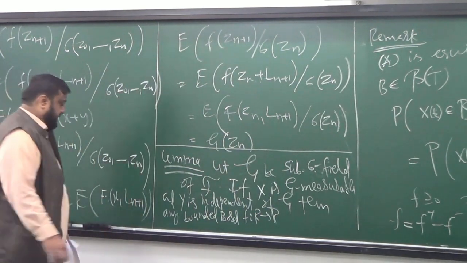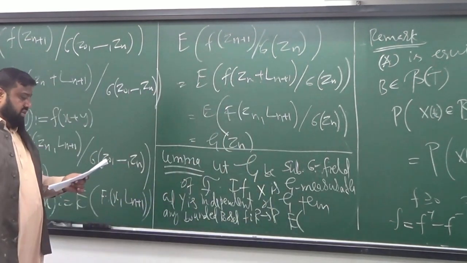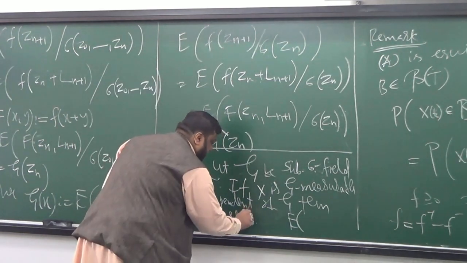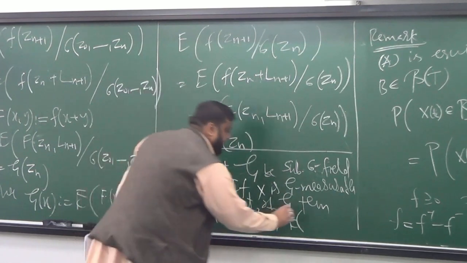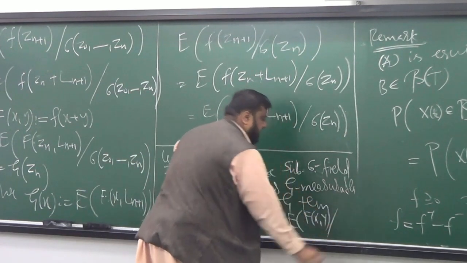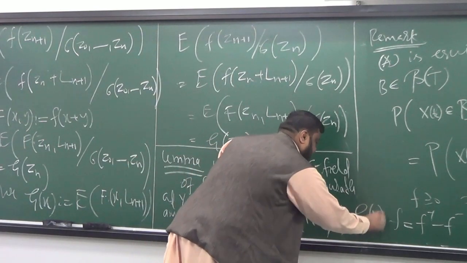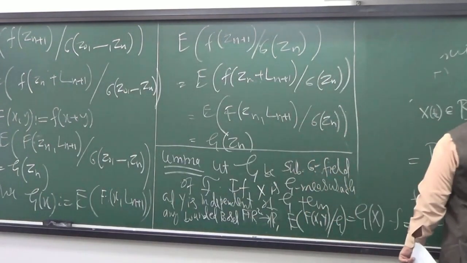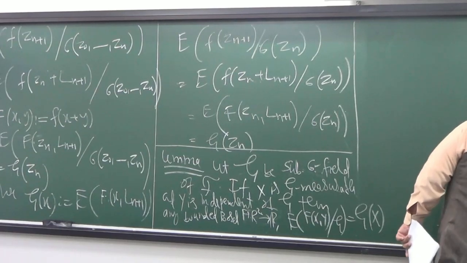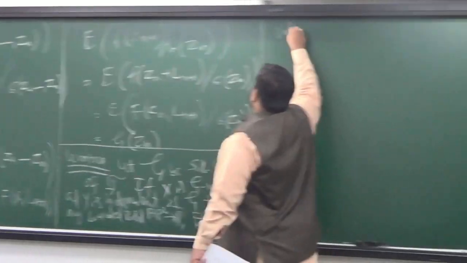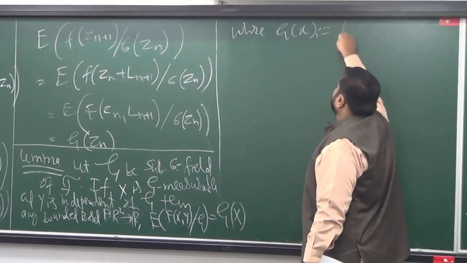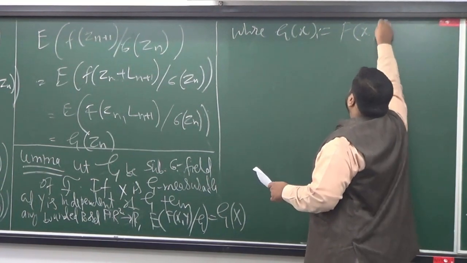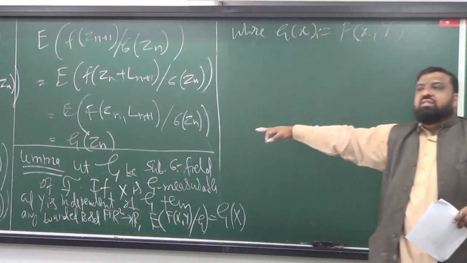we have the following. This is not just f, it's capital F, that is an F from R2 to R. The expectation of F of X, Y given G is the same as g of X, where g is the function defined as g of x equals the expectation of F of x, Y. So it's really an abstract version of what we did.